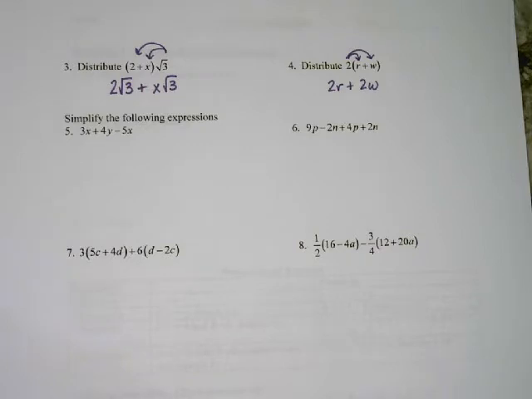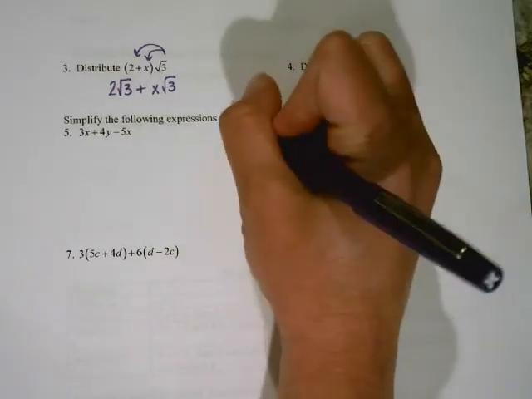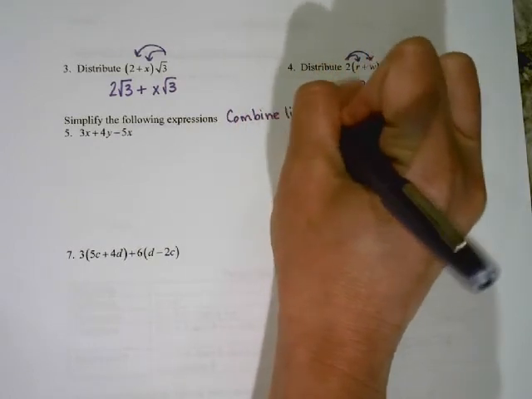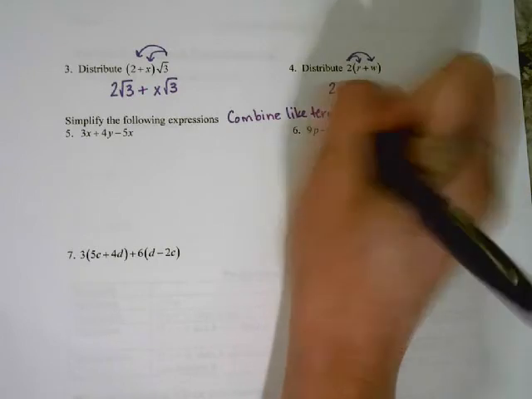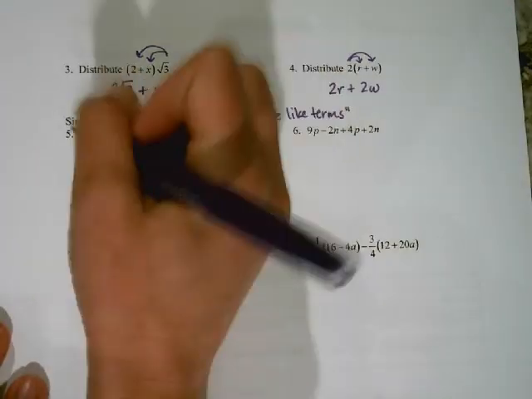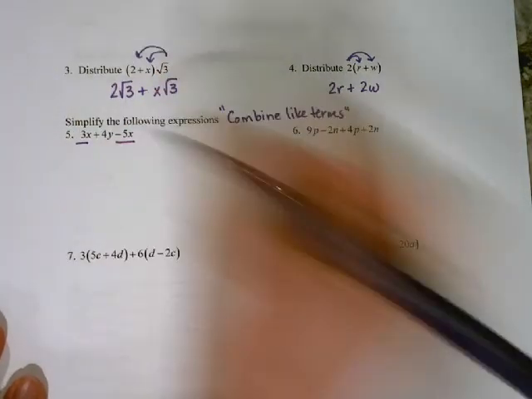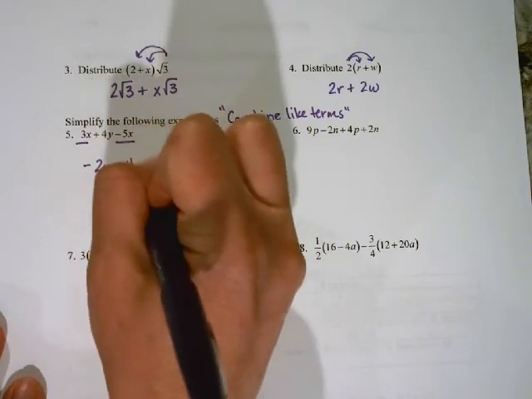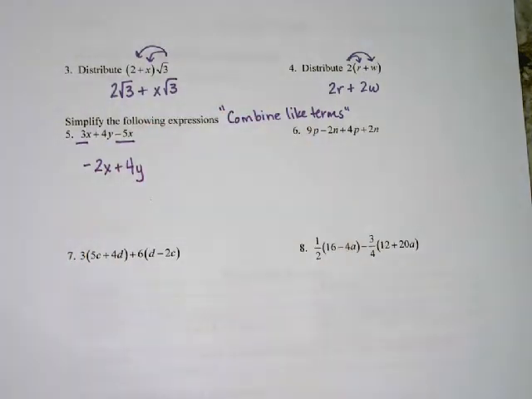Number 5 says simplify the following expression. We could have also said something like combine like terms. So I have 3x plus 4y minus 5x. I have a positive 3x and a negative 5x, so when I combine them, I get a negative 2x plus 4y. Now you could have also written that as 4y minus 2x, but that's because of the commutative property. You can change the order and it still equals the same thing. Normally we write them in alphabetical order, but it really doesn't matter.